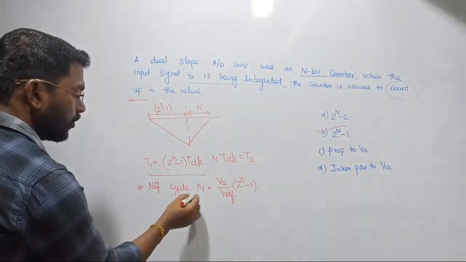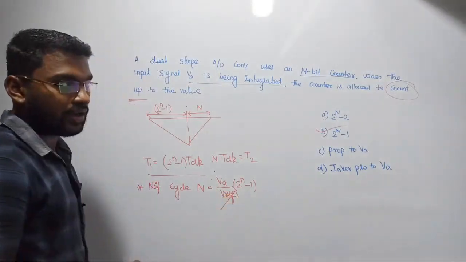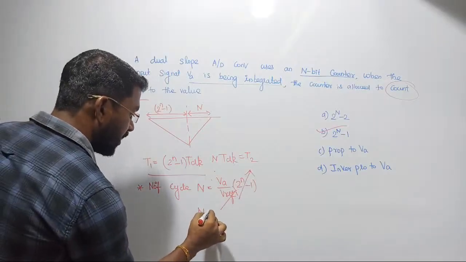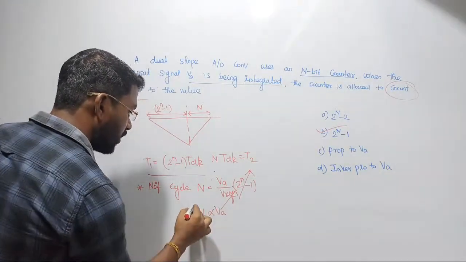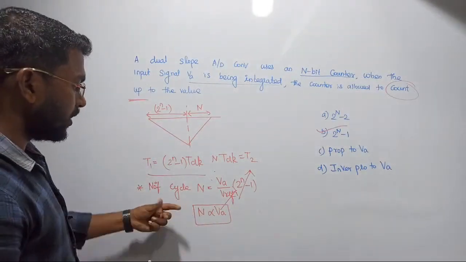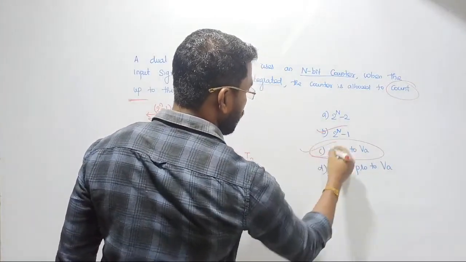If you are requested to find out the number of cycles, here the relation is, anyway V reference is fixed, we are not going to touch that. The number of bits is fixed, so we can say the number of cycles is directly proportional to the input analog voltage. So the number of cycles is directly proportional to VA, the analog voltage.